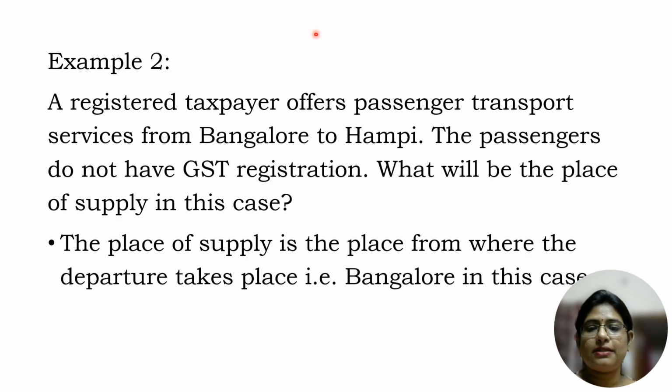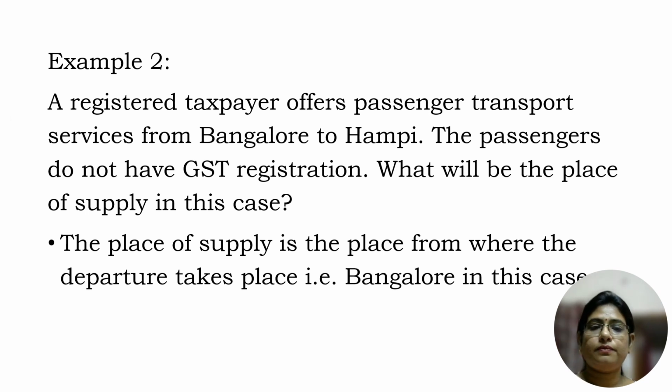Now let us understand the special provision of transport service. Here I have taken an example where a registered taxpayer offers passenger transport services from Bangalore to Hampi. The passengers do not have GST registration. What will be the place of supply here? The place of supply is the place from where the departure takes place. That is, in this case, Bangalore is the place of supply.